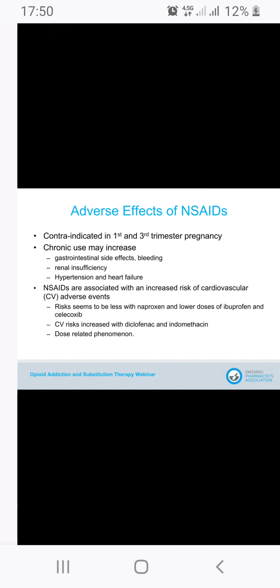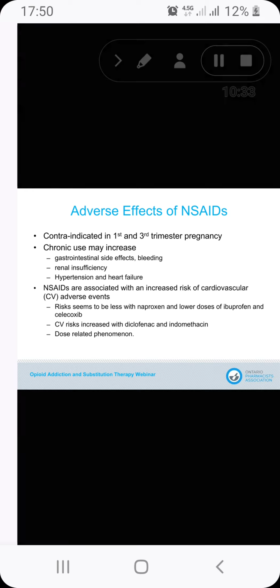Now, NSAIDs tend to have a little more side effects than most milder agents. So it's contraindicated in the first and third trimester of pregnancy. In the first trimester, if a woman were to use this NSAID, they would risk increased miscarriage and malformation of the fetus. In the third trimester, it's associated with increased risk of the premature closure of the fetal ductus arteriosus.